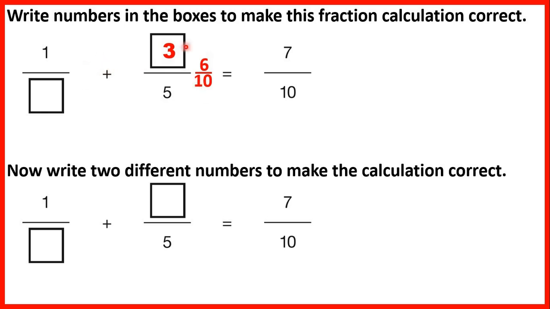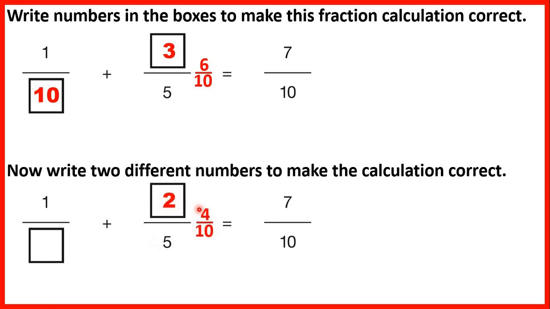So then what plus 6/10 is 7/10? Well, that's 1/10, because when we add fractions with the same denominator, the denominator stays the same. So we can have 10 as our denominator here and 3 as our numerator here. Now, write two different numbers to make the calculation correct. So let's try a numerator of 2, because perhaps this fraction could be 2/5.